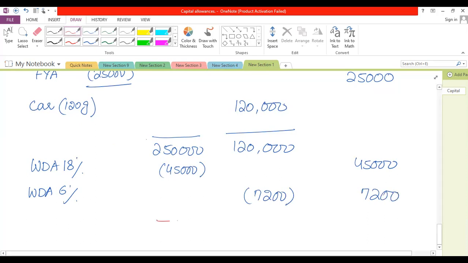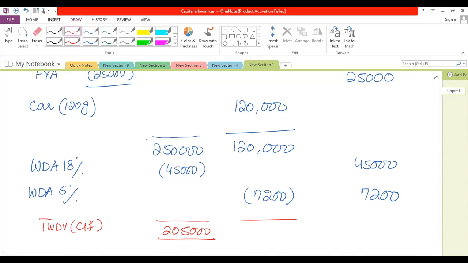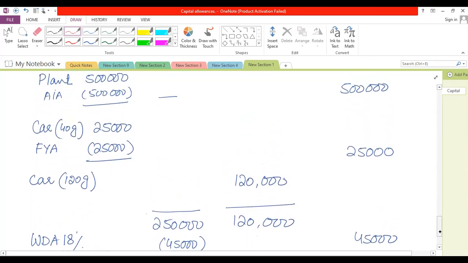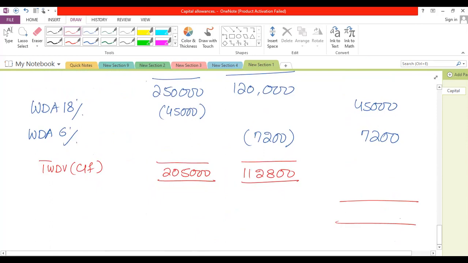So finally, the closing balances are here. So 250 minus 45, and we have allowance of 500,000, then 25,000. So it's 525, then 45, and then 7,200, so it's 577,200. So this is the total allowance.